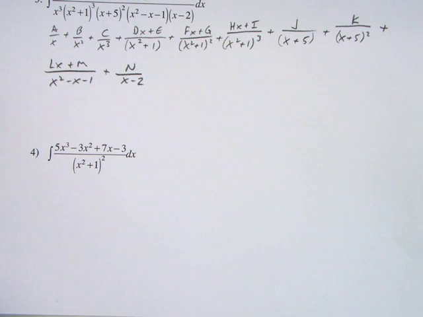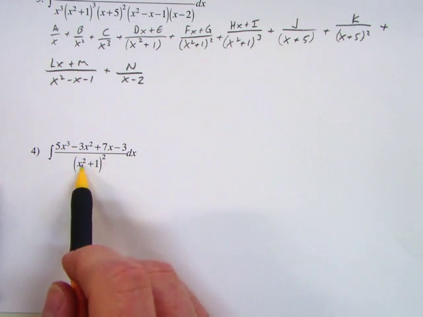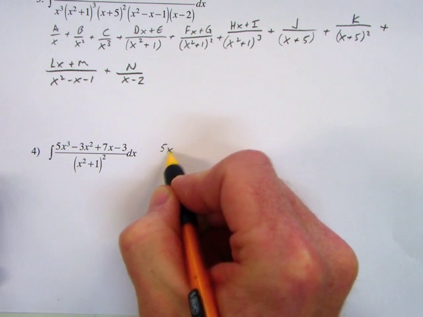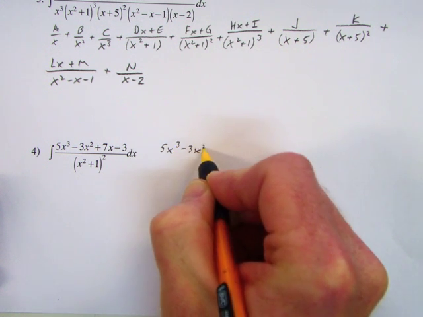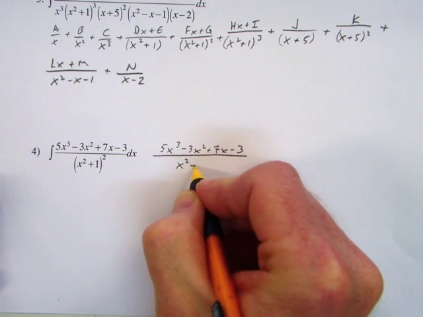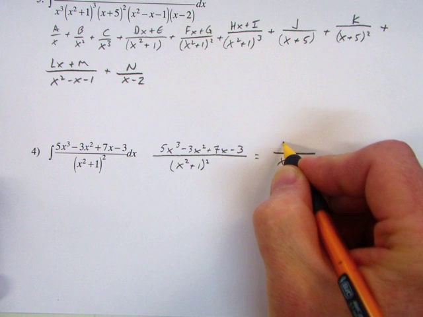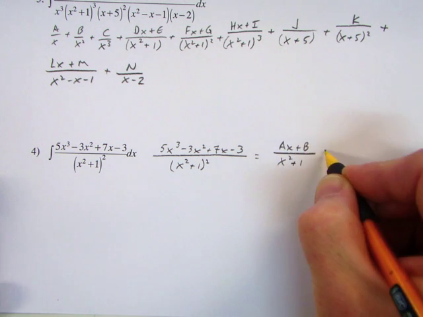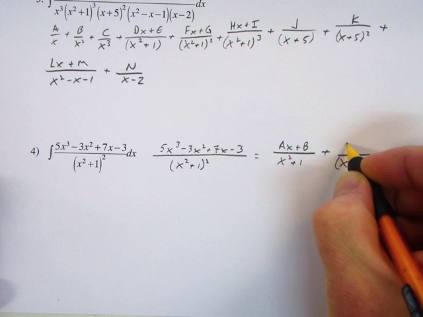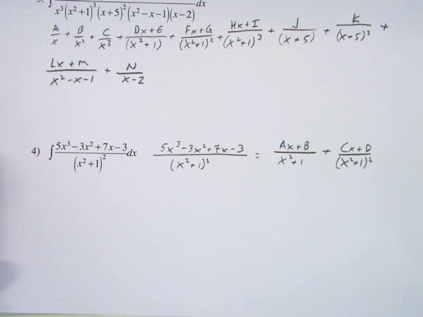Let's take a look at an example where we're actually going to integrate this time. So what do we have? The degree on the top is 3. The degree on the bottom is 4. So it's already okay. Now we can set up our partial fraction. We will have 5x cubed minus 3x squared plus 7x minus 3, all divided by x squared plus 1 quantity squared. So we're going to set that equal to ax plus b over x squared plus 1, plus cx plus d over x squared plus 1 quantity squared. So our goal right now is we need to find out what a, b, c, and d are.